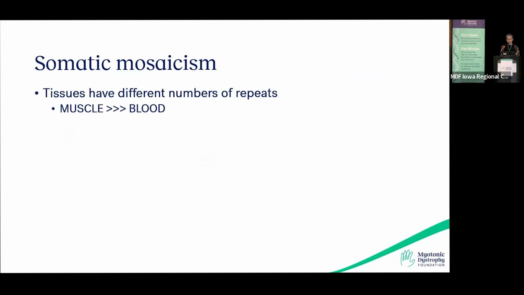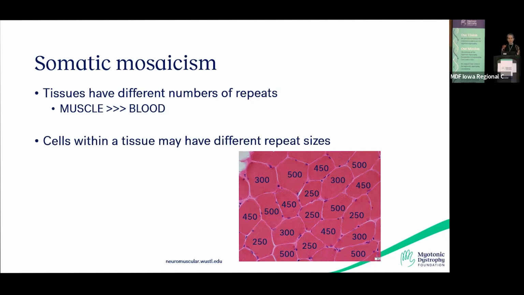So another explanation for variability within myotonic dystrophy is called somatic mosaicism. This means that different types of tissues within a person's body can have different numbers of repeats. For example, the number of repeats found in muscle cells, muscle tissue, is going to be much higher than what the number would be in that person's blood.